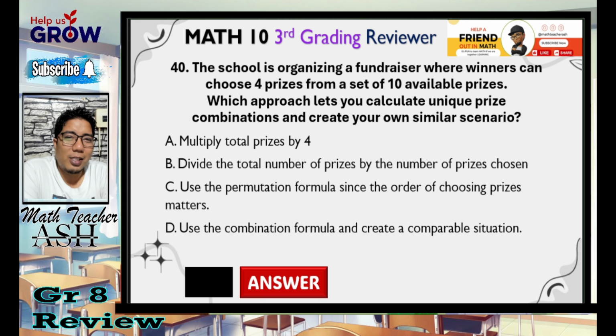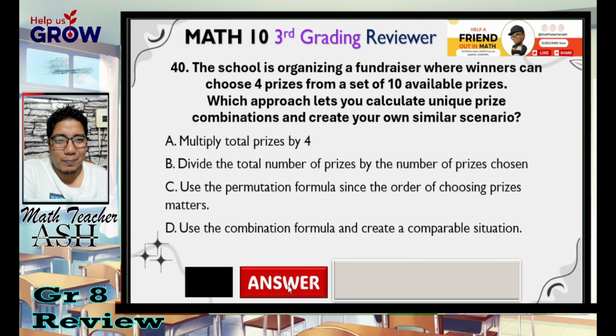Alright, my dear math learners, this question is very easy because in the given scenario, we are getting 4 prizes out of the 10 available prizes and it does not consider the arrangement of those four prizes. So therefore, that is an example of a combination. Thus, among the four choices, the logical answer would be letter D. Let's check whether we are correct.